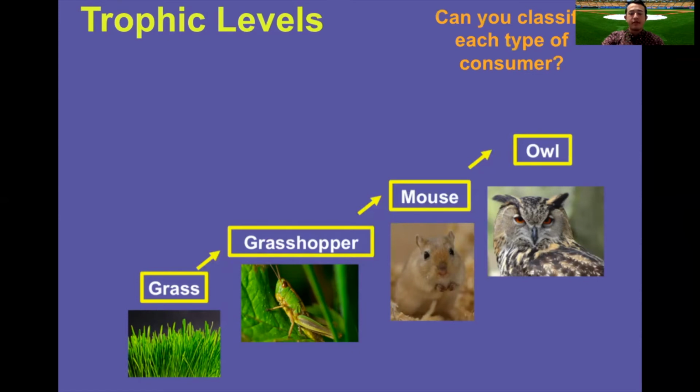Think about how the arrows are going, right? We never see the arrows going downward. We always see them going upwards. So that should give you a hint of where to start and what's going to be our producer.